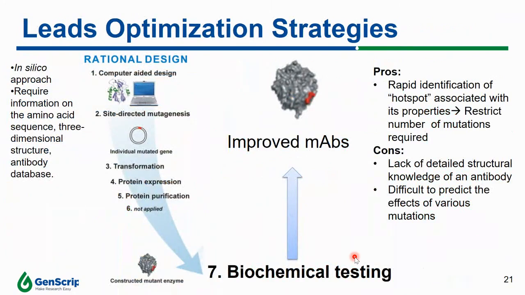Fortunately, due to the increased number of experiments, protein engineers and scientists have developed some uniform lead optimization strategies. The first strategy that I would like to introduce today is known as rational design. I believe that many of you are familiar with this strategy. It is an in silico approach that requires information on the amino acid sequence, three-dimensional structures, and the antibody database.